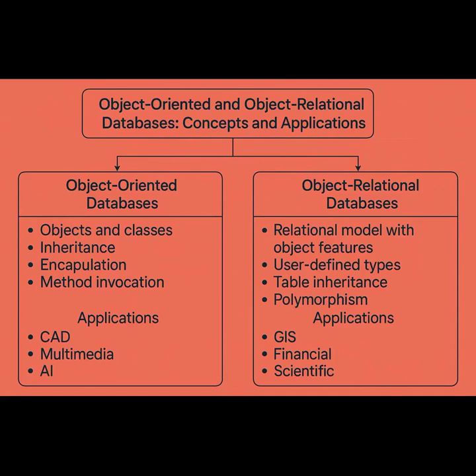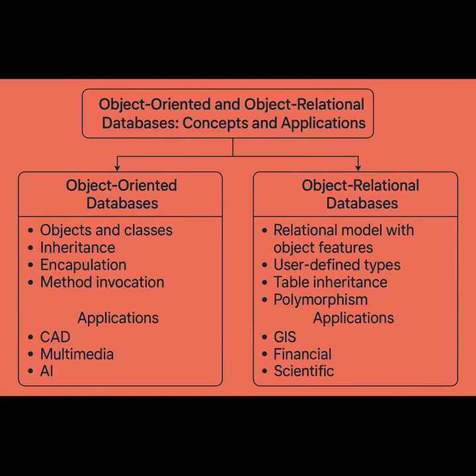3. Object-Relational Databases, ORDBMS. 3.1 What is an ORDBMS? An object-relational database management system combines features of relational databases with object-oriented concepts. It maintains the relational table structure but adds support for user-defined types, UDTs, table inheritance, methods and encapsulation.